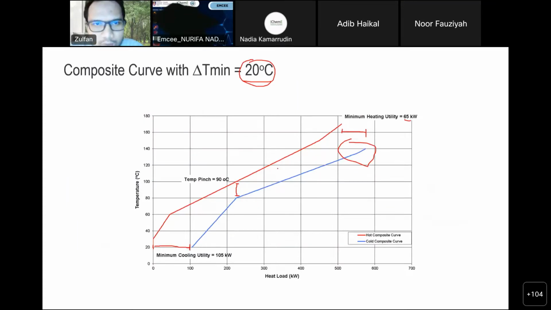So the way it works is that we typically increase the temperature of the cold stream by half of delta T, which means by 10 degrees C. And we also simultaneously reduce the temperature of the hot stream by half of delta T. So in this case, if you can imagine, these two graphs will touch somewhere here at 90 degrees C. That's why we call this the pinch temperature.